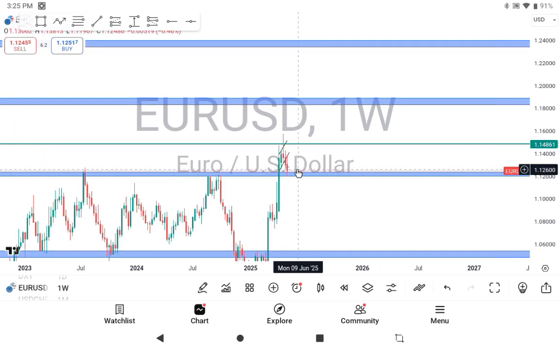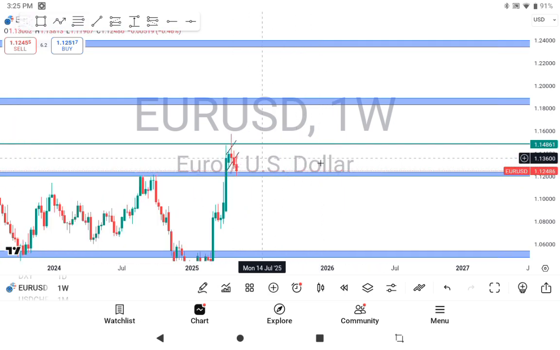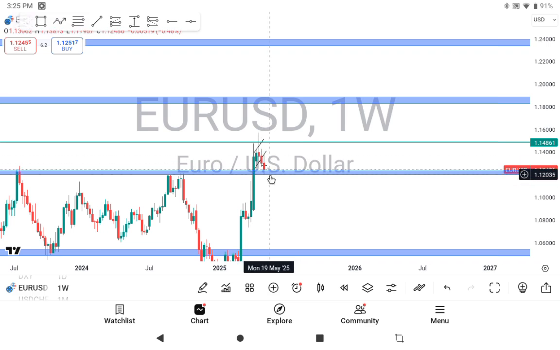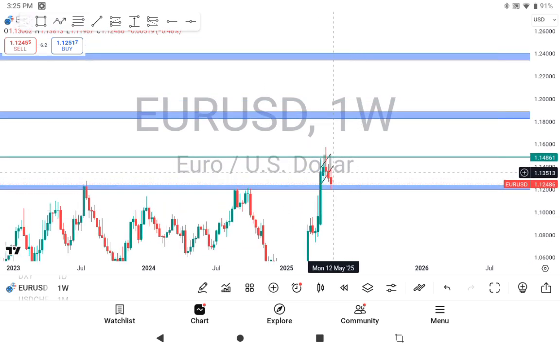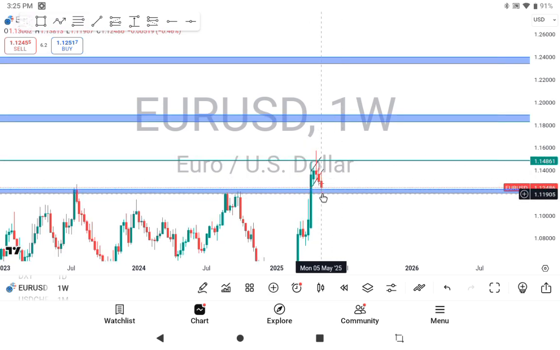test the neckline. It pulled back for a retest after breaking above this level. It pulled back for a retest. So after a retest, we should expect price to continue pushing right here.